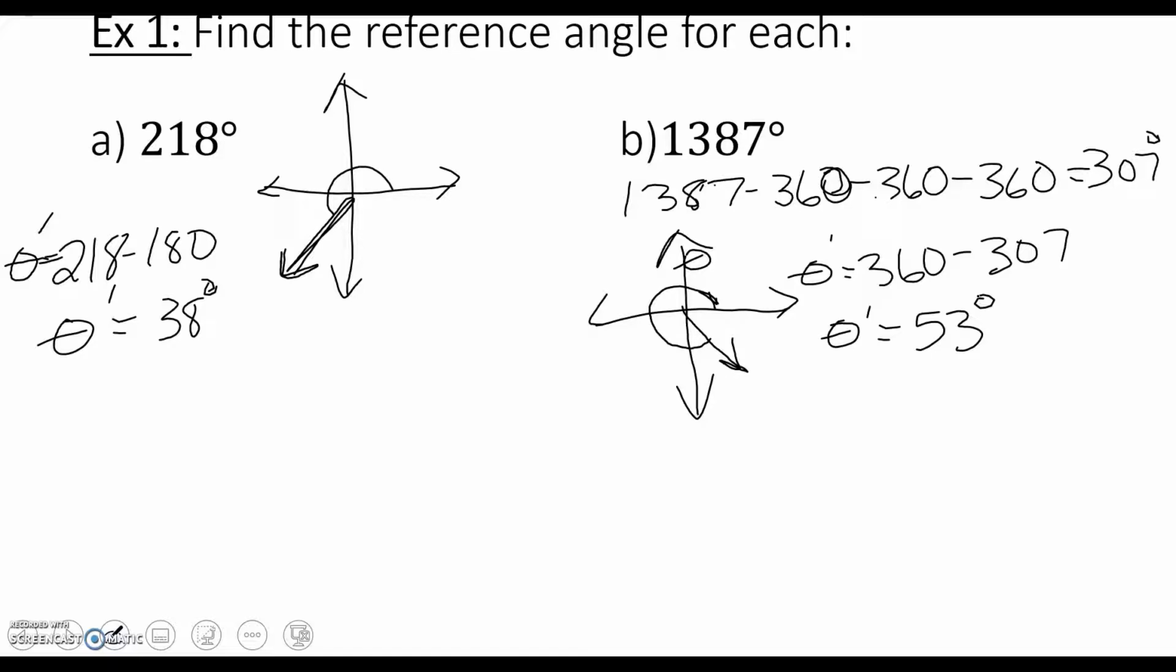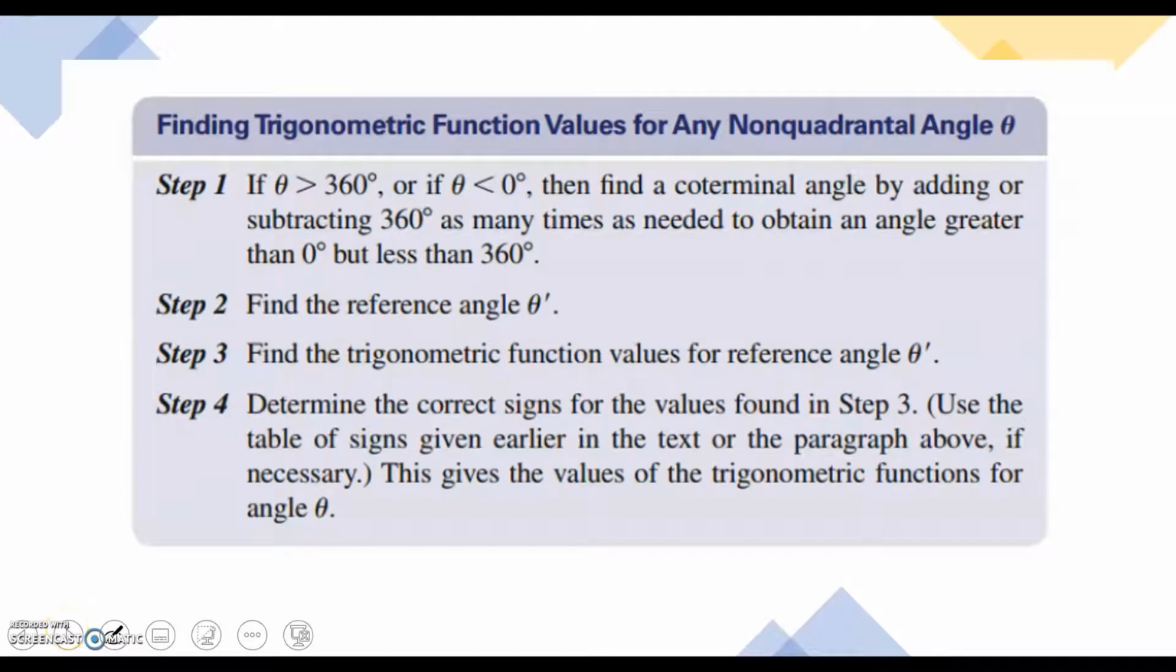And so we want to know how to find the reference angle because we can also find trigonometric function values if we know the reference angle of an angle, because they have the same trigonometric function values if they have the same reference angle, just different signs. So let me show you what I'm talking about. And this is the process that we will go through to find it, okay?